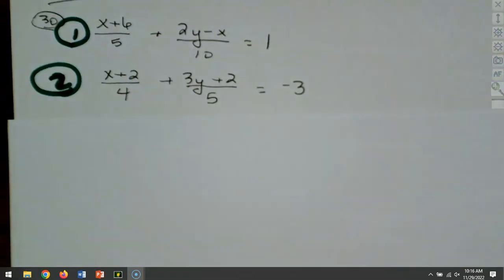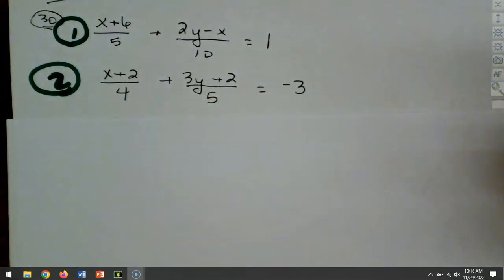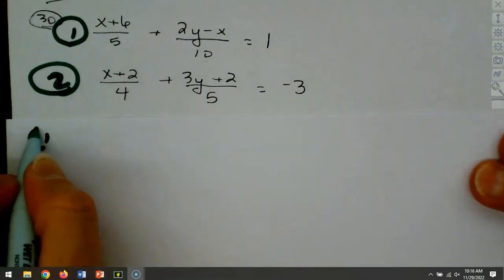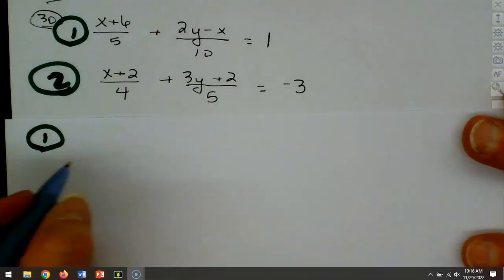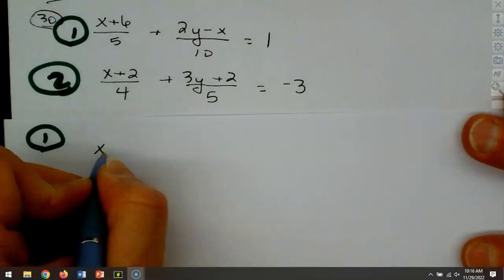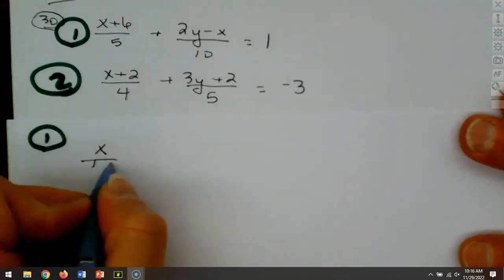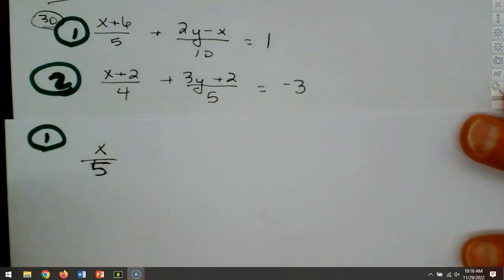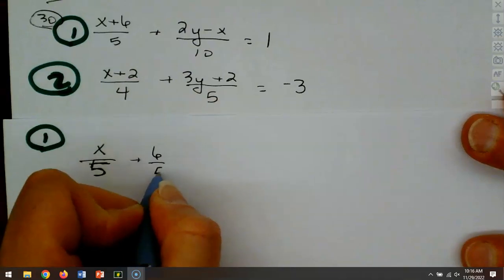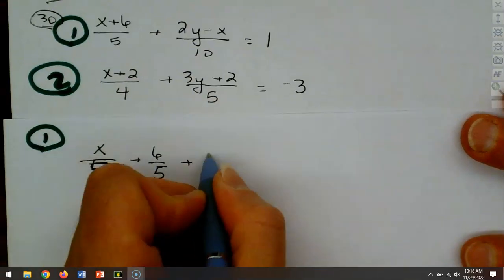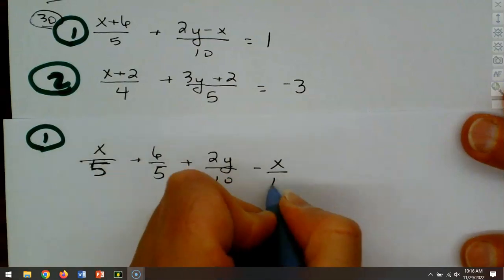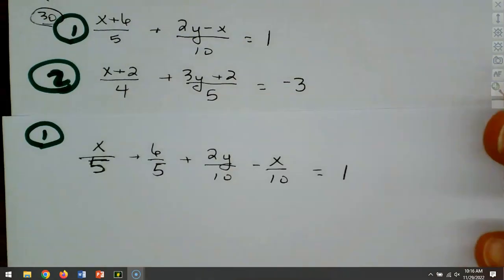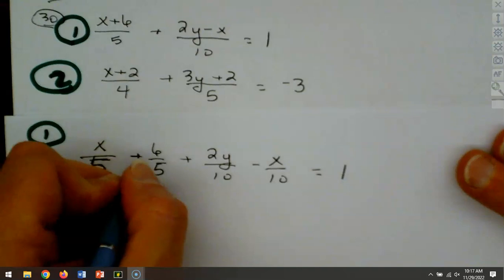So let's take our first equation and break it up into separate pieces. This way it'll be easier to clear these fractions. So break this up into x over 5, that's my first one, plus 6 over 5. I'm just splitting it up. Plus 2y over 10 minus x over 10 equals 1. So I split everything up into separate individual fractions.